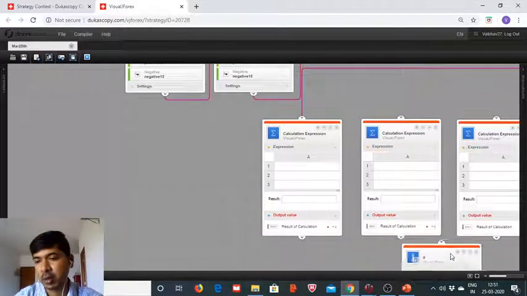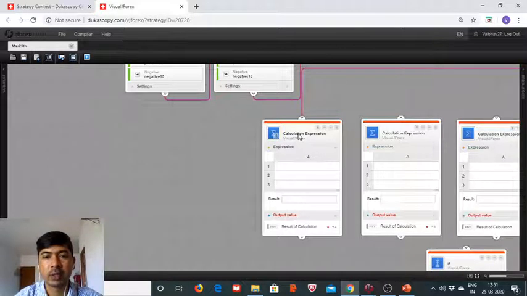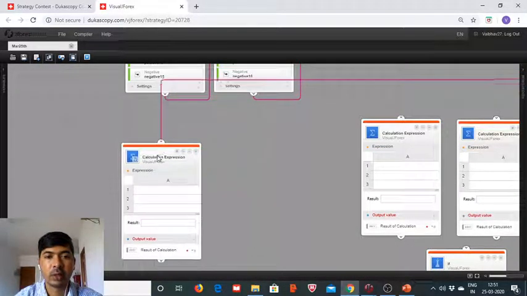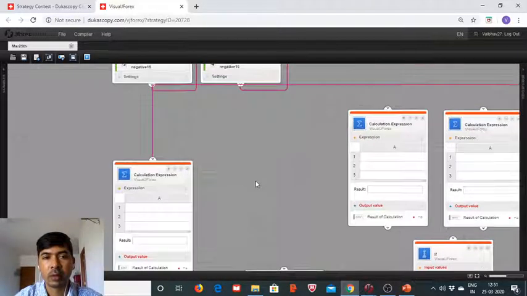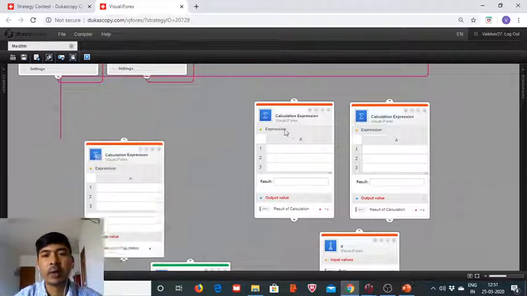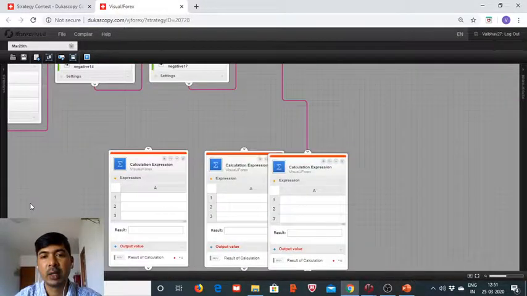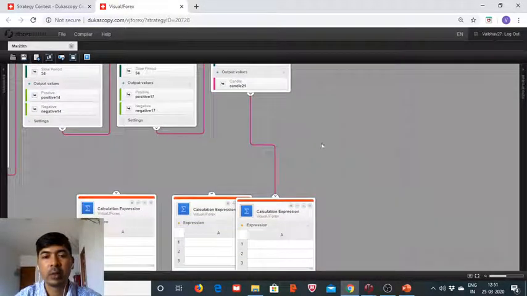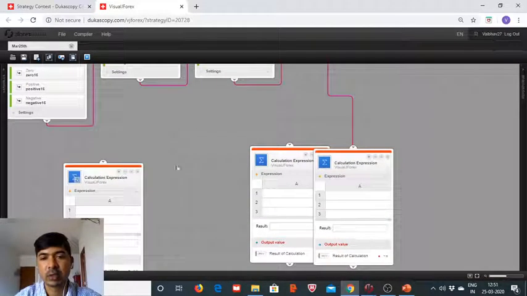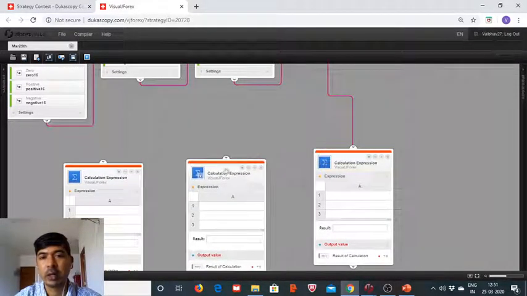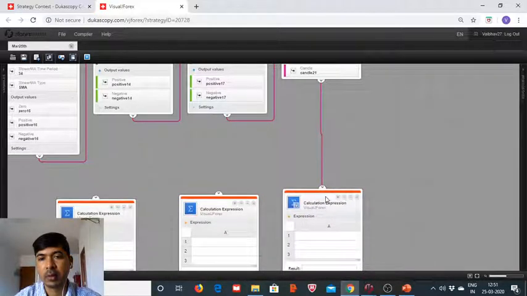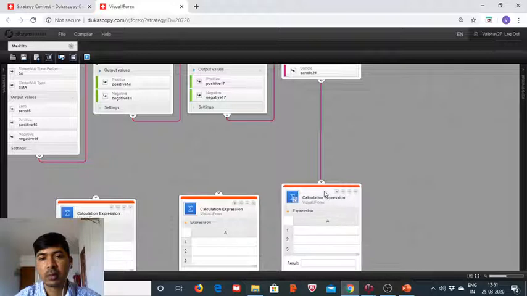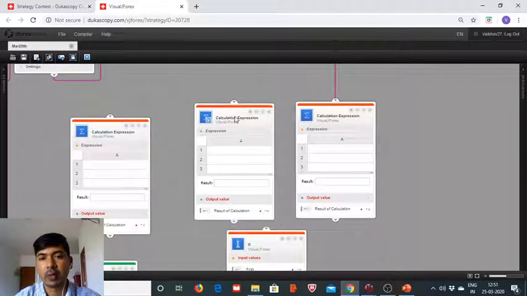As of now we are not going to need these if conditions, so we put them somewhere here. We want our algorithm to look aesthetically good as well, so let us put the first calculation expression block on this side. Okay, so here, and now we arrange this.